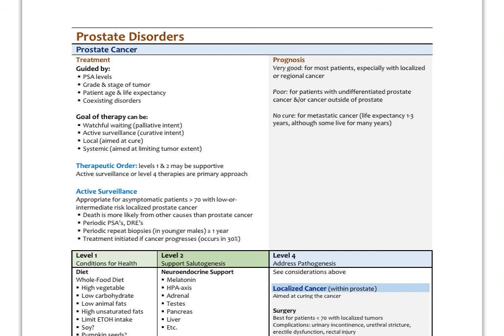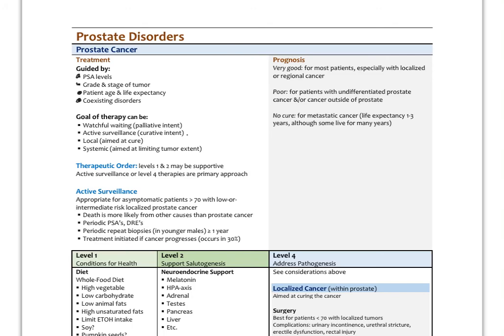Finally, treatment for prostate cancer is really going to be guided by our PSA levels, our grade and stage of the tumor, the patient age and life expectancy, and whether or not they have any coexisting disorders. So the goal of the therapy can be watchful waiting, and that's different than doing nothing. That's with a palliative intent. Active surveillance with a curative intent. Local therapy aimed at curing, so that'd be local treatments, and then systemic treatments aimed at limiting tumor extent.